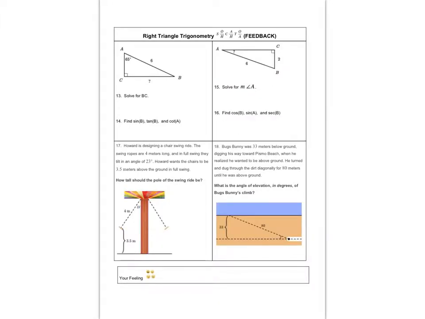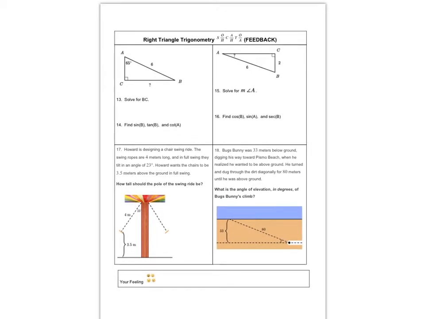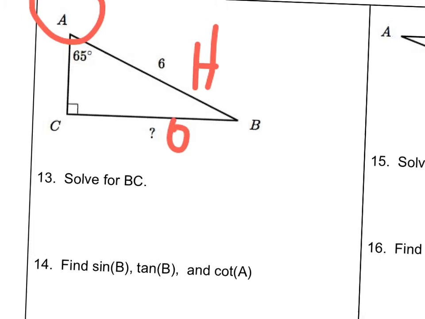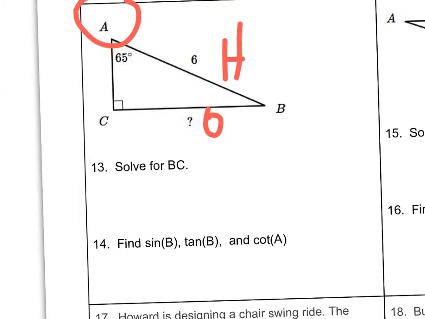And finally we get the new stuff, right triangle trig. Solving for BC. So we're given angle A, and we've got the hypotenuse. We want the opposite, that's sine. So I'm going to zoom in so I can actually write legibly. So we've got sine 65 is equal to question mark over 6. Multiply by 6, our final answer is 6 sine of 65.